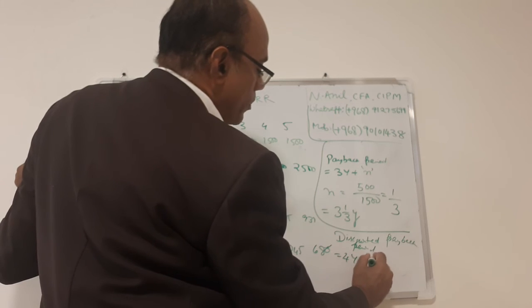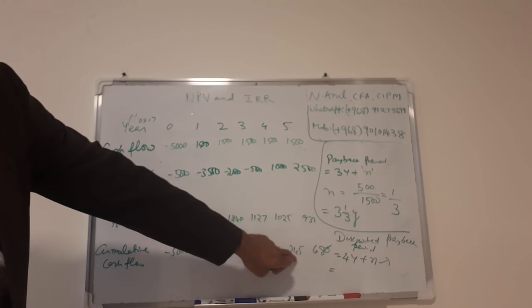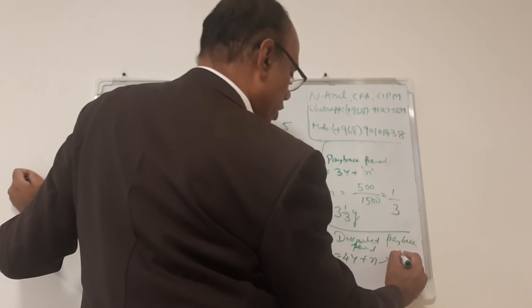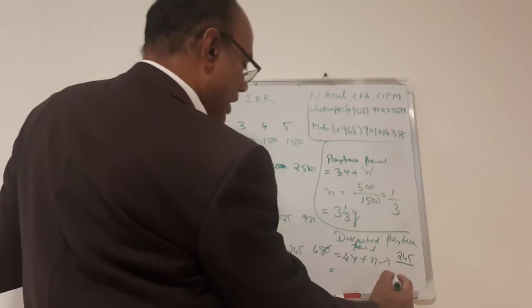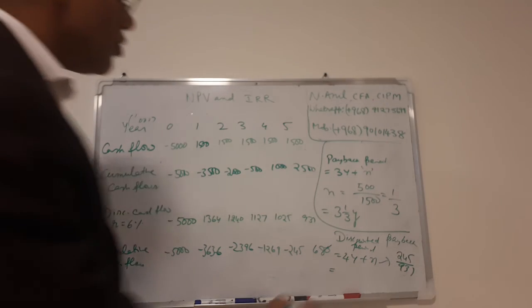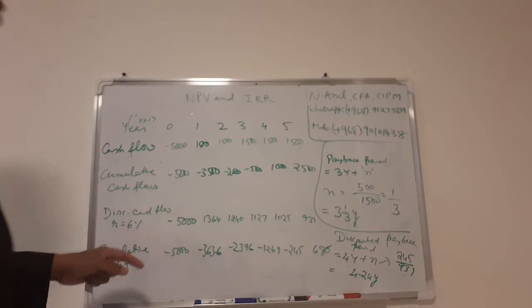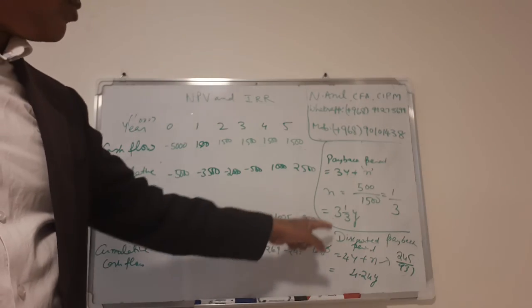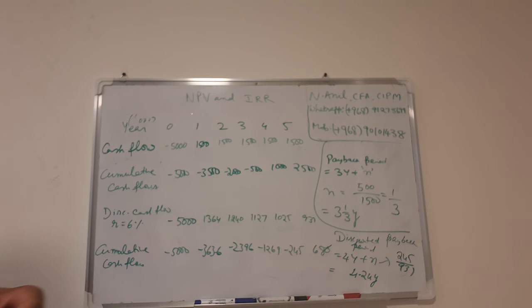It is equal to 4 years plus n, and that n you have to calculate like this. So this minus 245 should become 0, means it has to increase by 245 divided by the next period's cash flow, 931. So that is equal to 4.24 years. So as you can see, the discounted payback period is more than the payback period for this project. So this is how it comes.